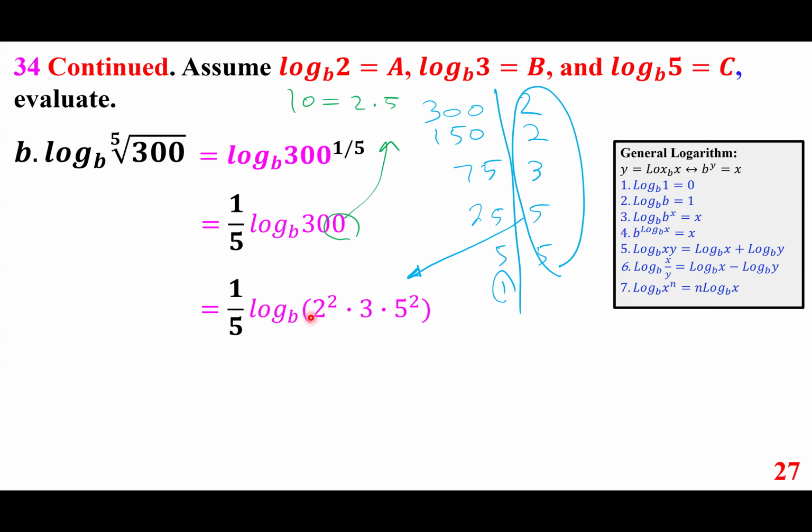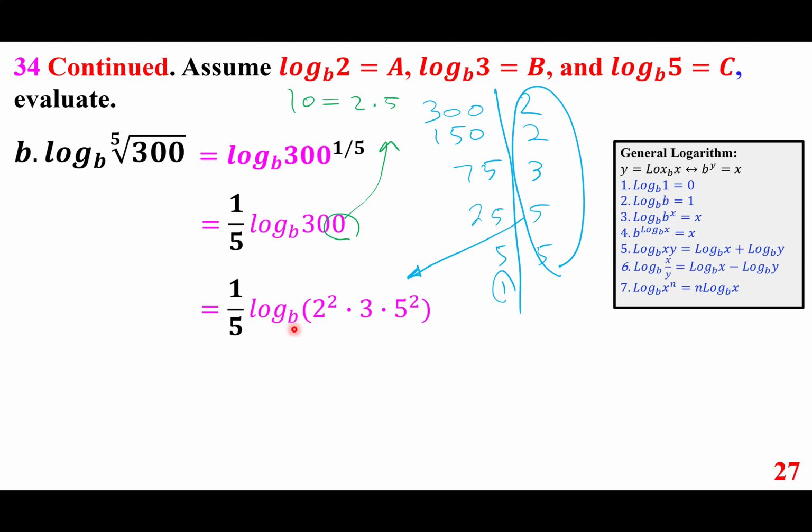Okay, you have 2 zeros, so you have 2 squared and 5 squared, and then the 3. You should be able to do that in your head again, in case it was taught. Okay, now we are going to decompose this using the product rule and the power rule at the same time.